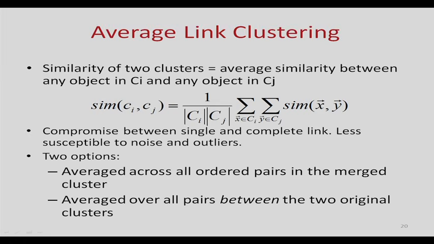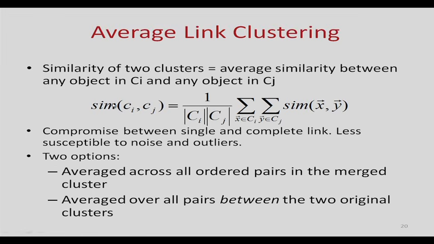Okay, so we talked about single link and complete link. Average link clustering has actually been described in two different ways. You can average across all ordered pairs in the merged cluster, or over all pairs between the two original clusters. The second formulation is shown here, but there are other formulations of average link clustering.